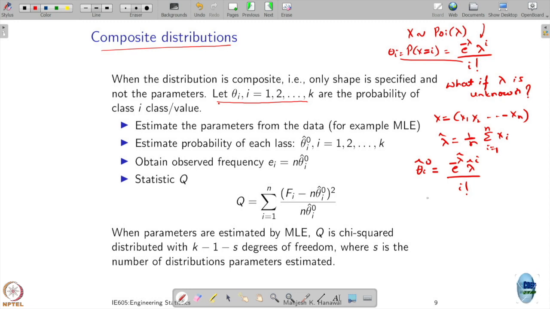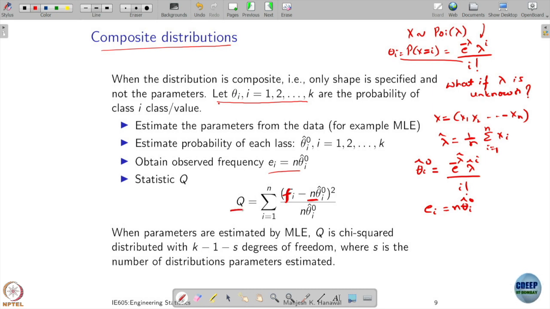Now once I have this, I can also get estimated frequencies, which is now n theta_i hat. Now all I need to do is, for my given E_i values, compute my statistic, which is the same. Maybe I should write this as f_i. I think earlier I wrote this as small f_i, and I have this value. The only thing is I have replaced this E_i by n theta hat_0i here.